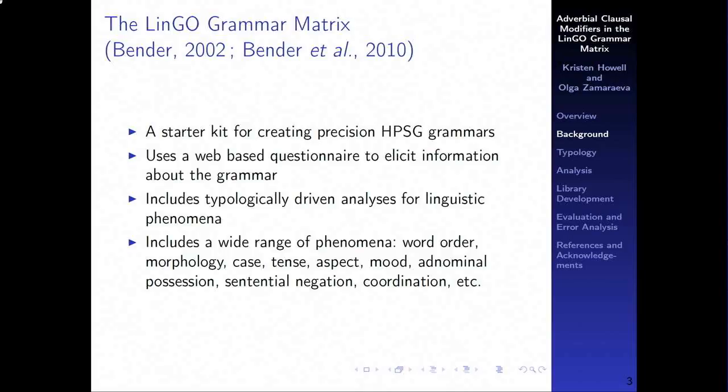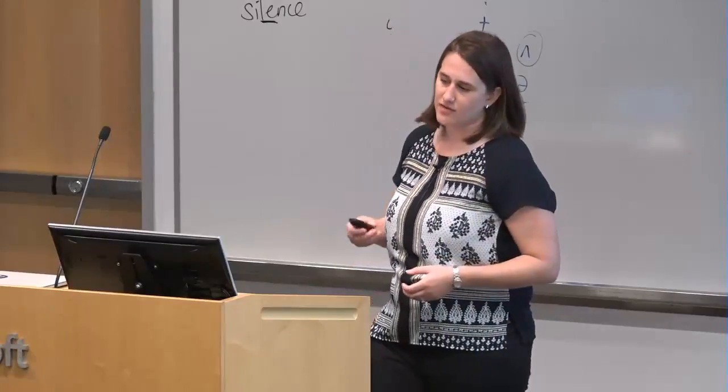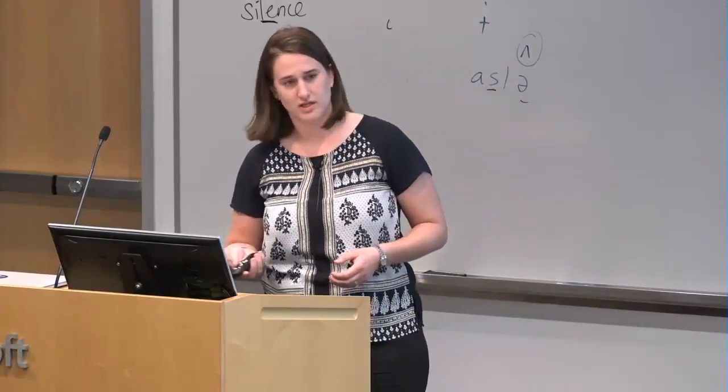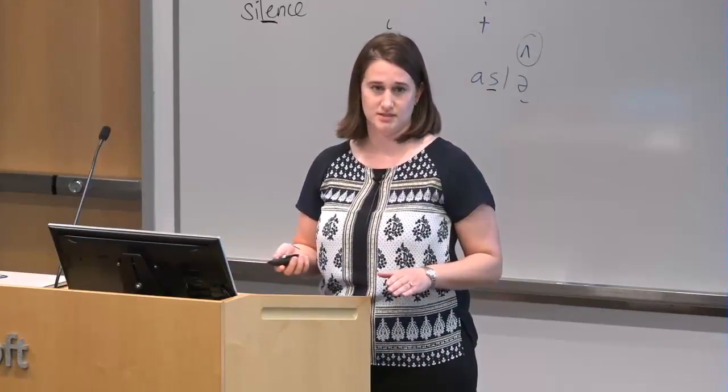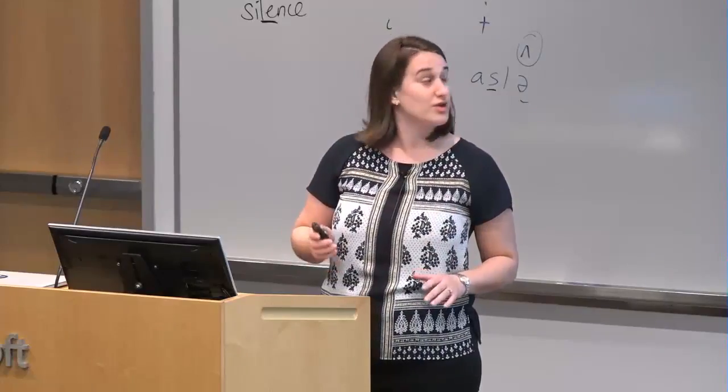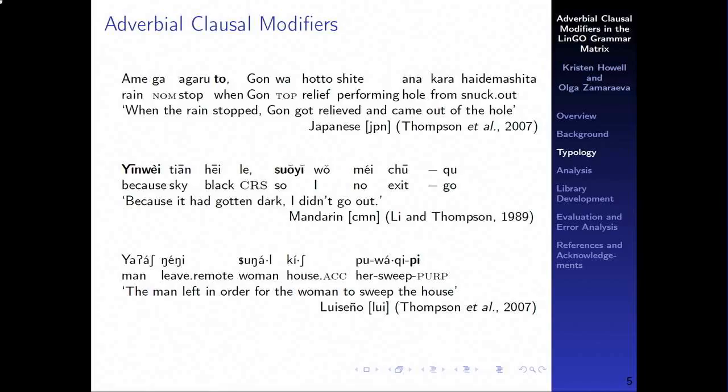And then based on the user's input on this page and analyses developed based on the typological literature, a precision grammar is output that can now accommodate that phenomenon. Right now, the grammar matrix includes a wide variety of phenomena, including word order, morphology, tense, and aspect, but previously it did not accommodate subordinate clauses of any kind. So today we're presenting a library for adverbial clausal modifiers. These are your subordinate clauses that present information like time, purpose, your basic while, because type clauses.